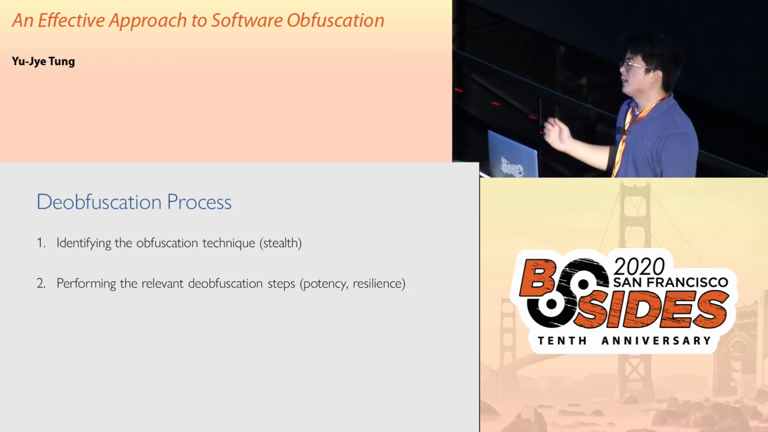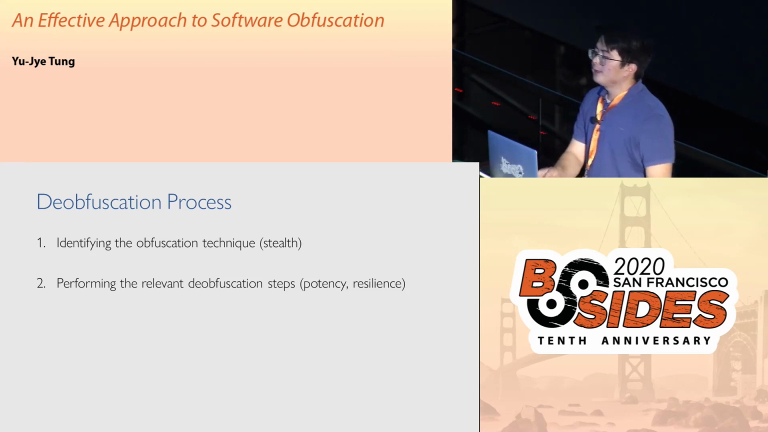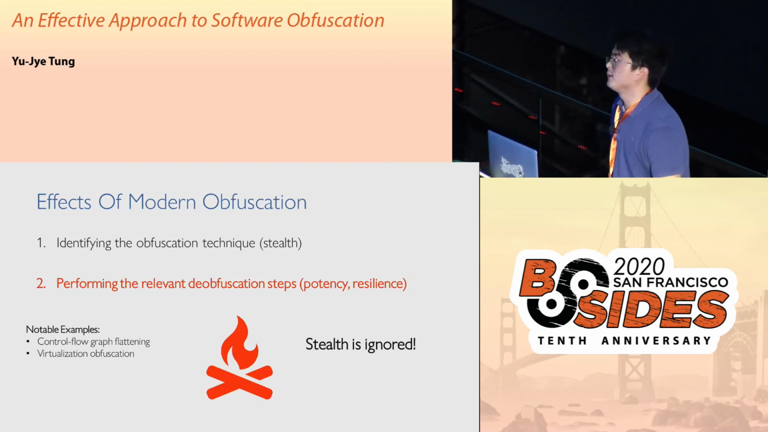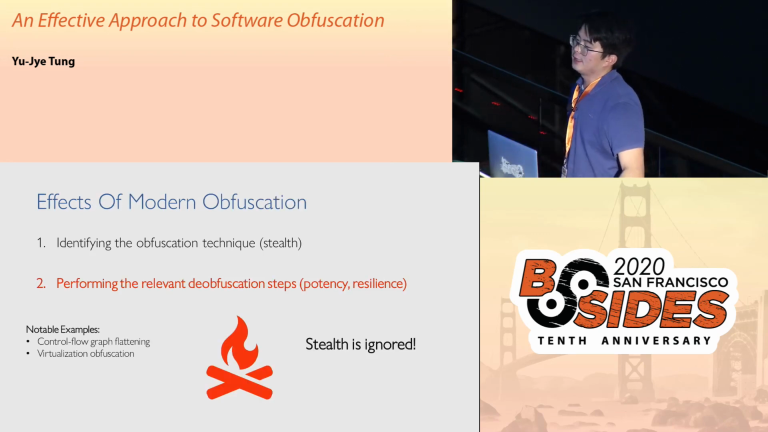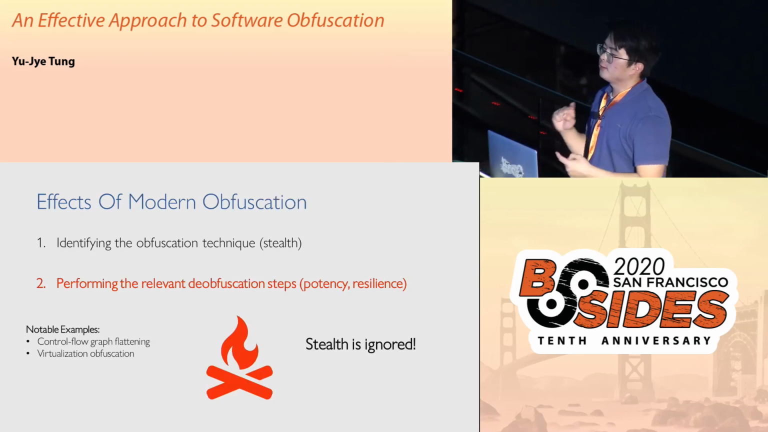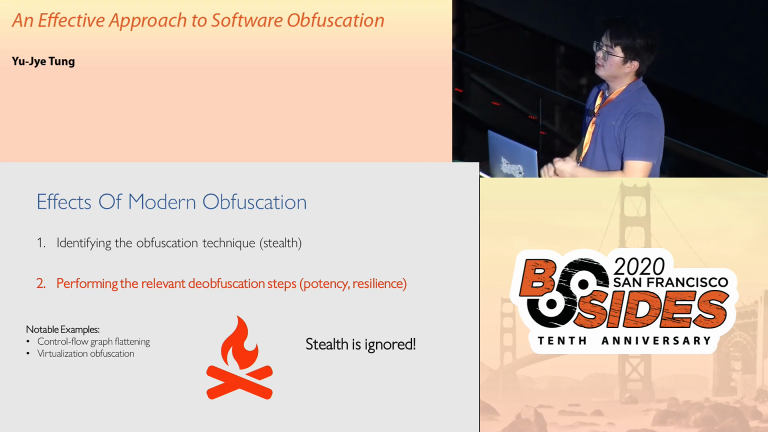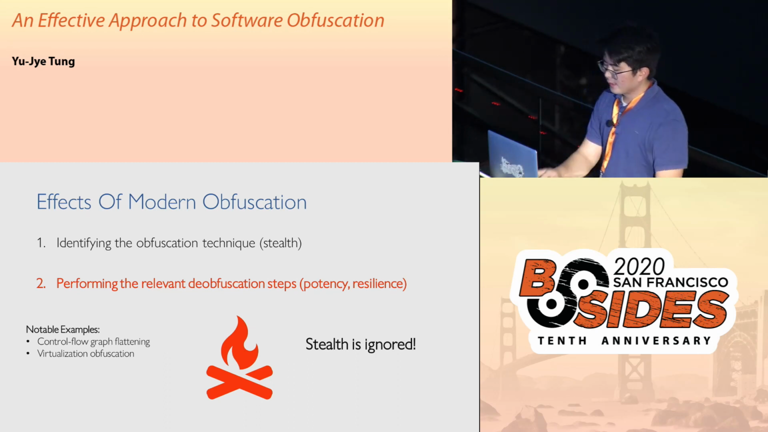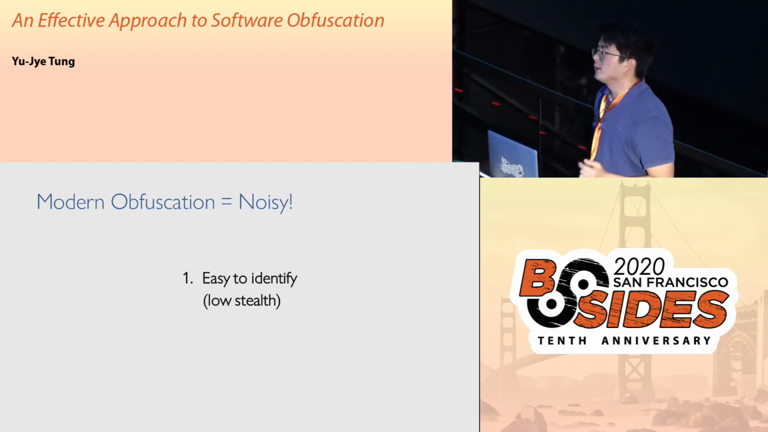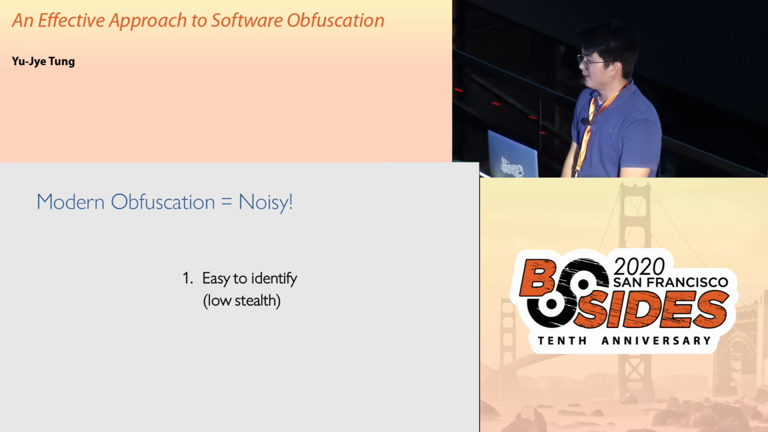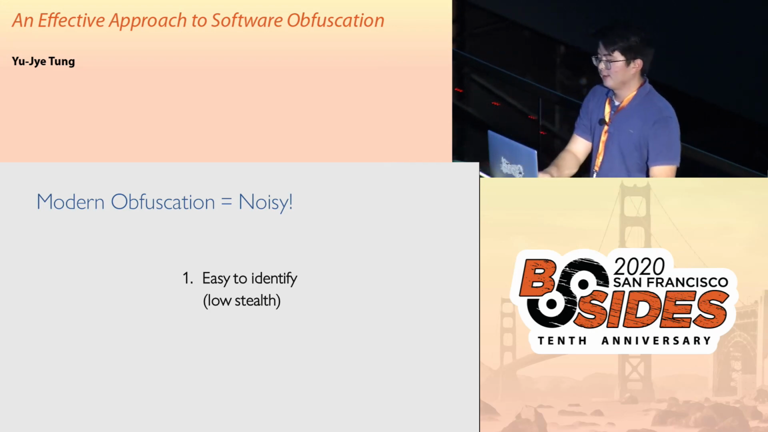And if we look at modern obfuscation techniques, what we see is that they only focus on the second step of the deobfuscation process. They only focus on making the potency and resilience properties stronger, while giving little to no regard to the stealth property. In summary, modern obfuscations are noisy, and they're noisy because they are easy to identify, and the root cause of that is that they have low stealth.